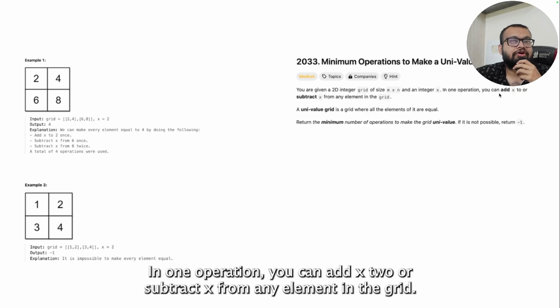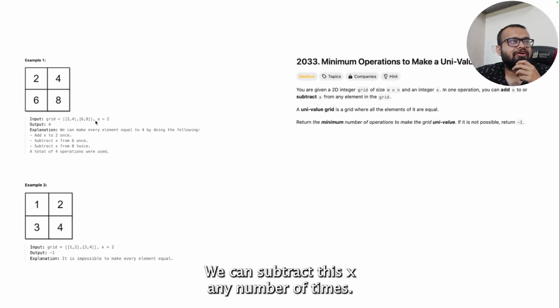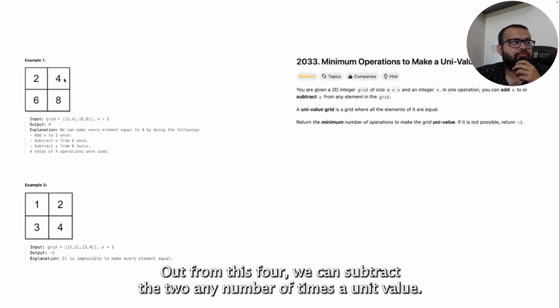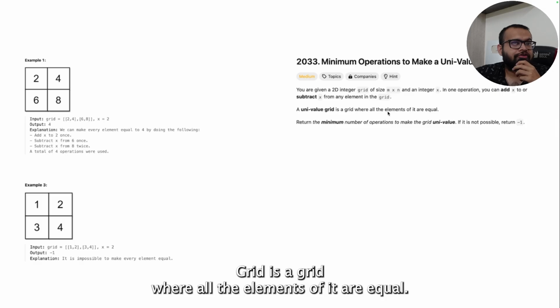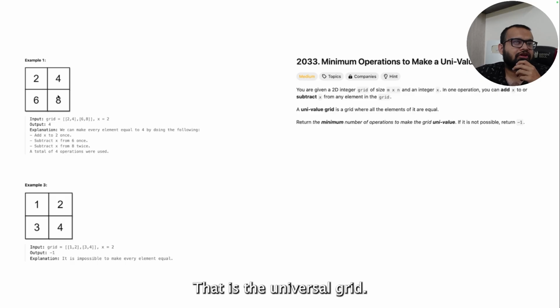In one operation you can add x to or subtract x from any element in the grid. From any element we can subtract this x any number of times. From this 2 we can add the 2, or from this 4 we can subtract the 2 any number of times. A uni-value grid is a grid where all the elements are equal. When all the elements over here become equal to each other, that is a uni-value grid.